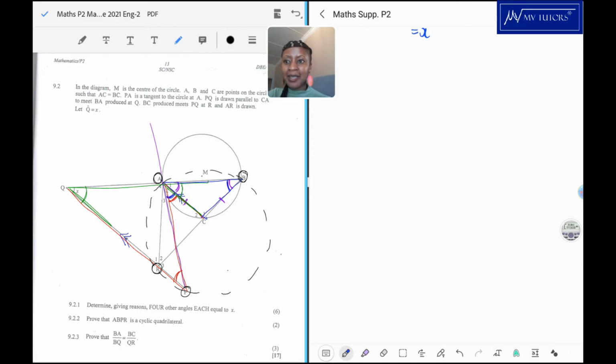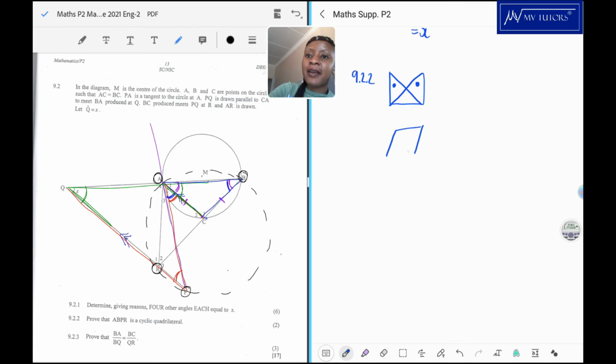If there was a circle and ABPR was a cyclic quad, prove it. That's what they say. And there are 3 ways of proving whether something is a cyclic quad. First of all, if you have angles subtended from the same chord, you can prove that it's a cyclic quad. Secondly, if you have an external angle that is equal to the interior opposite angle, that's one of the ways you can prove it's a cyclic quad.